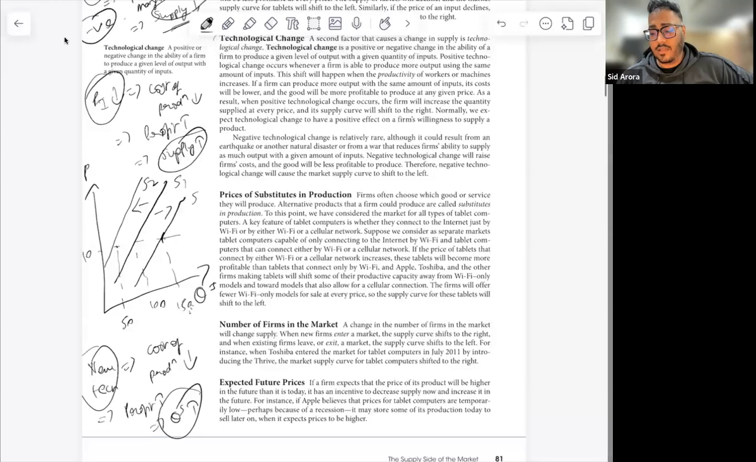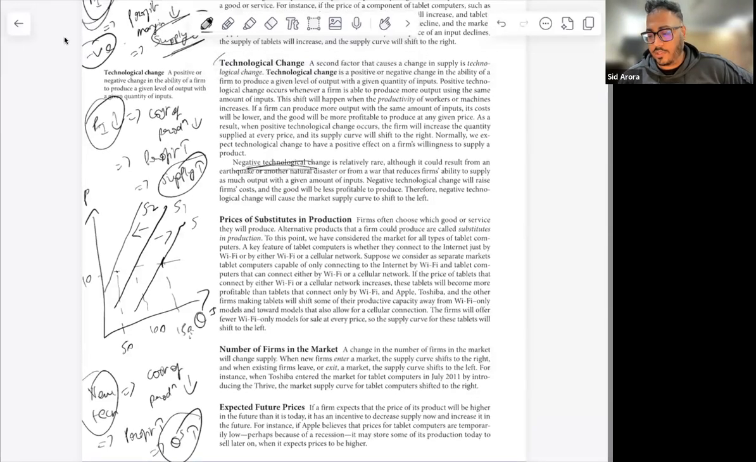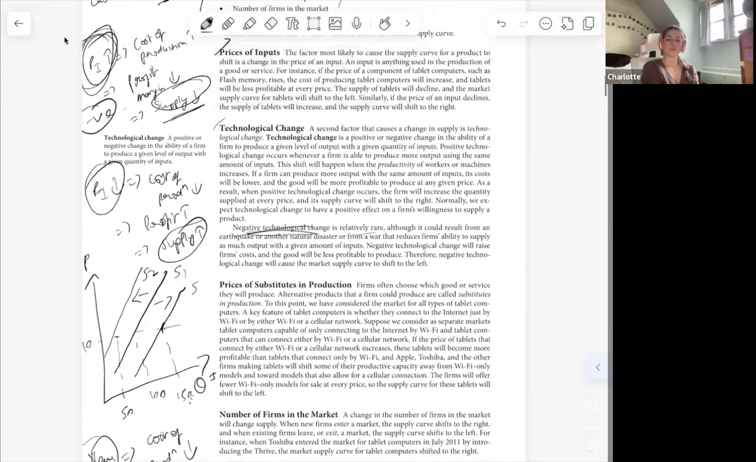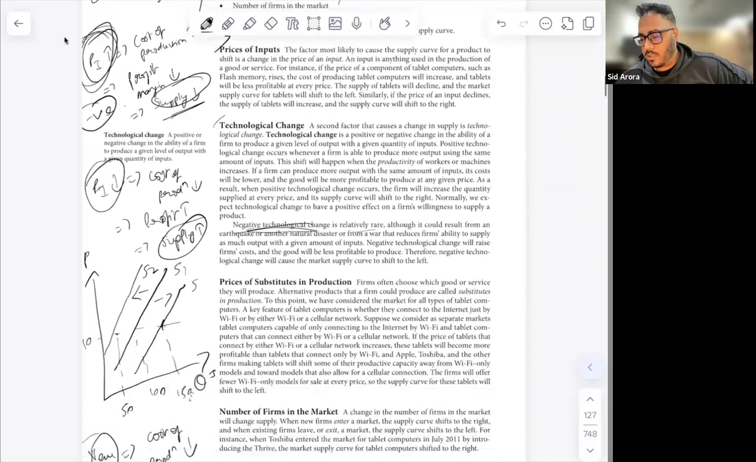And it can work the other way as well. If there's a negative technological change, which is, as we said, relatively rare, usually technology is going to be for the better. But if it does happen, then your cost of production is going to go up, your profit margins are going to go down, and you would want to supply less. And it's going to be a leftward shift in the supply curve, right? All right. Okay, so that's our second one.